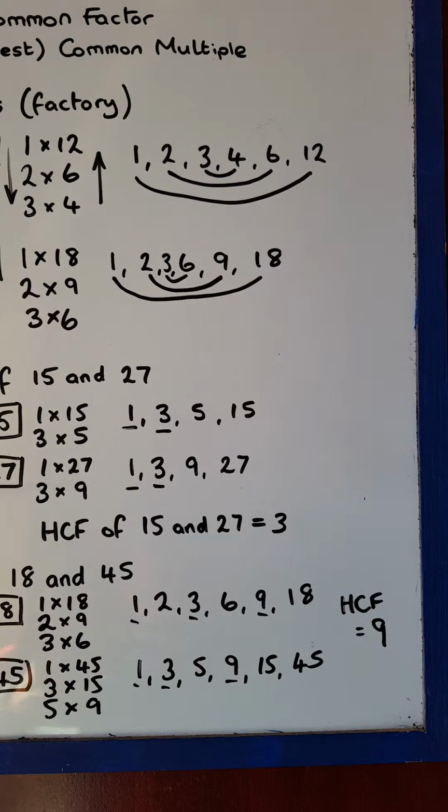Okay, so that's what the highest common factor is. You're looking for the factors of a number, the factors of the other number, finding the common ones, the ones that are there twice, and then looking for the biggest out of those. Okay, so now let's move on and look at lowest common multiple, LCM.